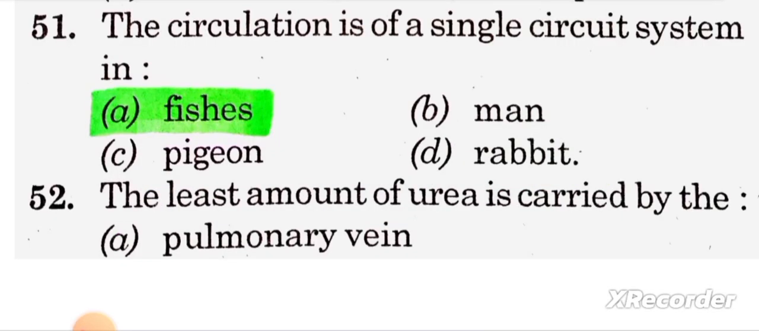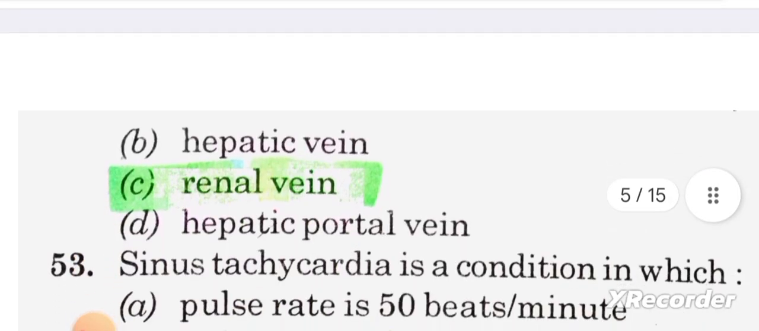51. The circulation is of a single circuit system in fishes. 52. The least amount of urea is carried by the answer C, renal vein.